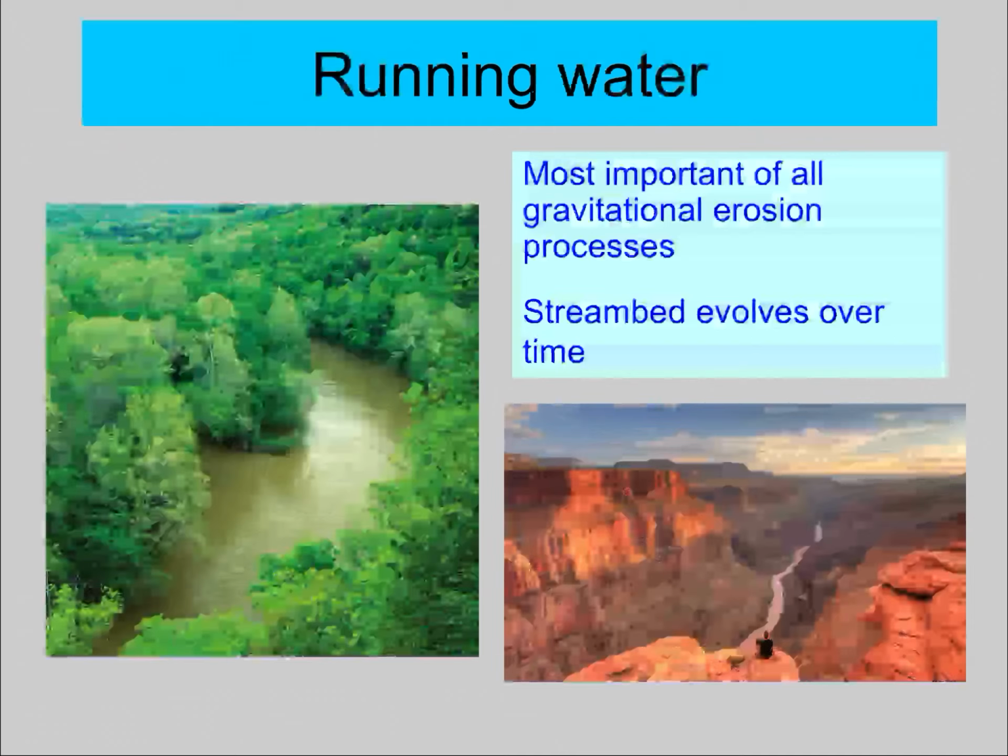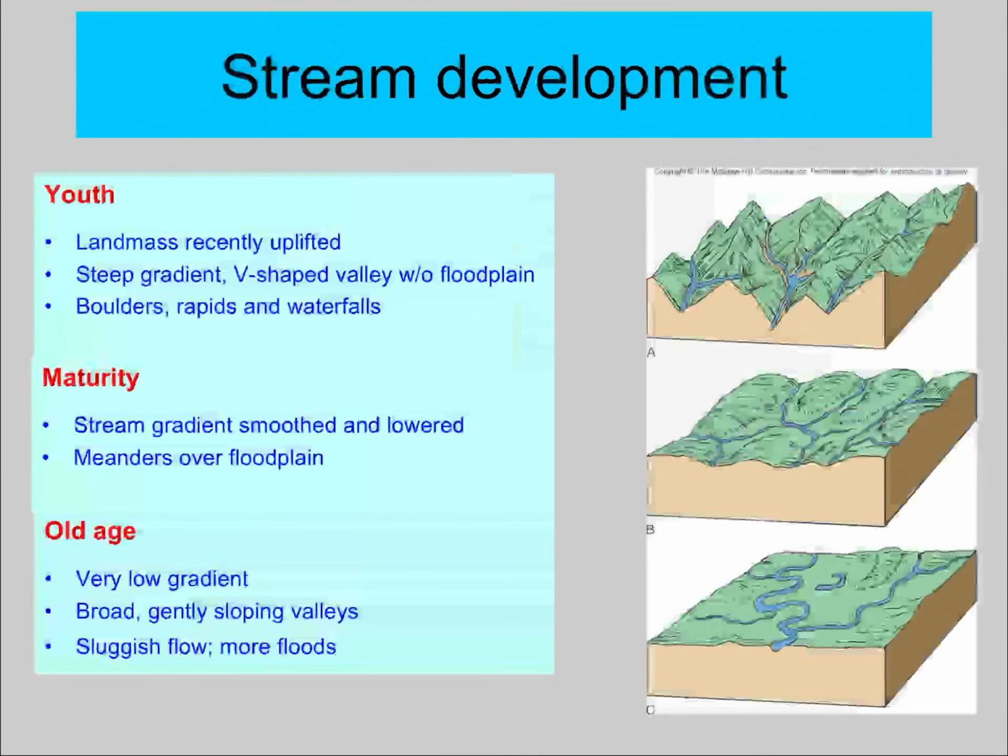Running water is the most important gravitational erosion process. If you look here, we have the Grand Canyon, where we talked about how it's formed. But here we have a very murky, muddy river. The reason why the river is muddy and murky is because it contains a lot of weathered materials, and this river is transporting those weathered materials downstream. That's what all rivers do, they run downstream. The stream bed is going to evolve over time, and we call this stream development.